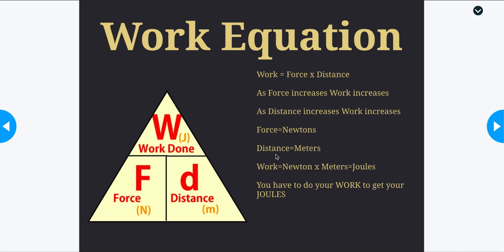So work equals the unit of newtons times meters, and those units actually combine to create a unit called joules. So we measure work in joules, and you are expected to express your answer for any work problem in joules. Newton meters is not a correct unit. You need to use the simplified unit of joules. And maybe this will help you remember it, but you have to do your work to get your joules.